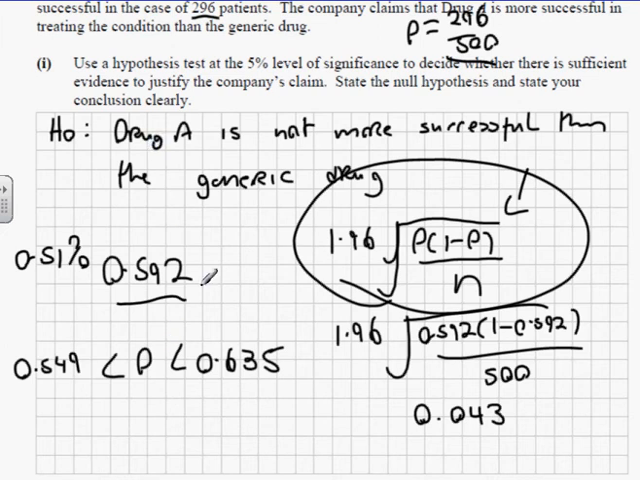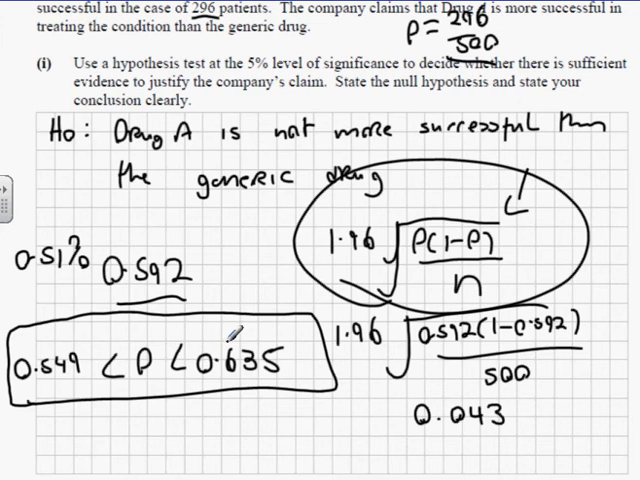Reject, because we're claiming that this is more effective. Do you understand? It's more successful. But that's what it says, right? Drug A is not more successful. So that's claiming that nothing has changed.